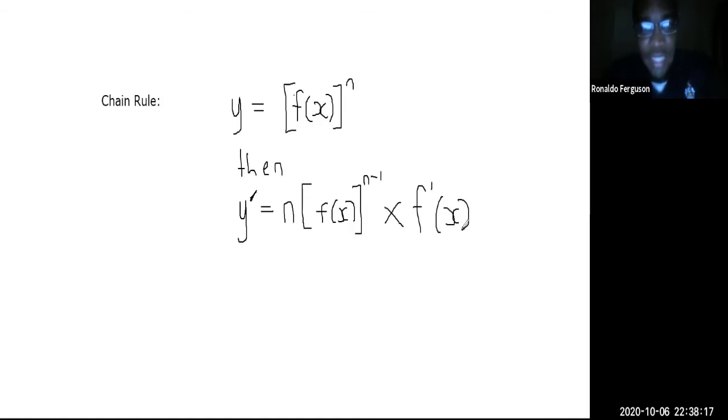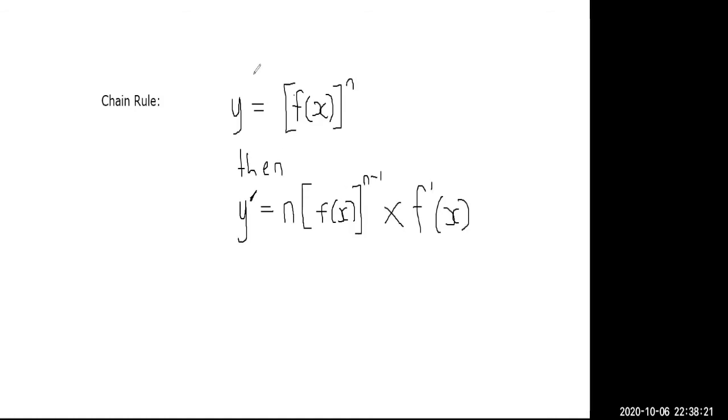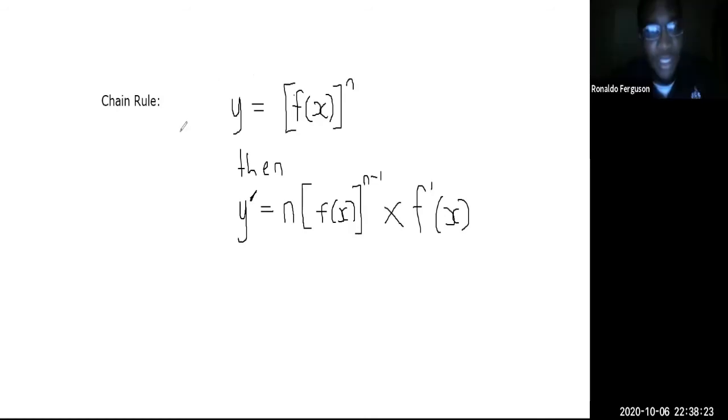And this is known as chain rule. Sometimes you might say they write composite rule, but it's the same thing. Chain rule, composite rule. So now let's look at an example.